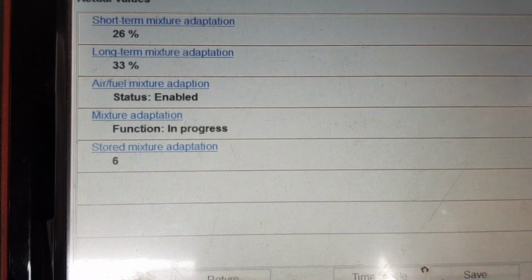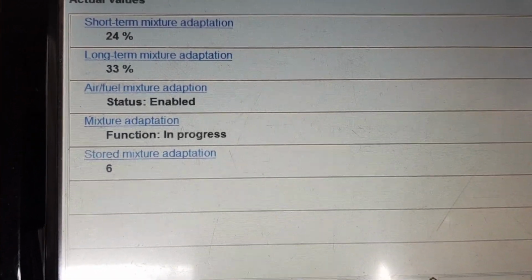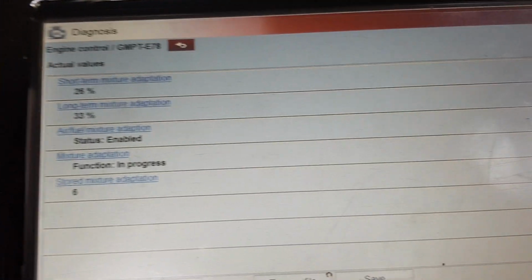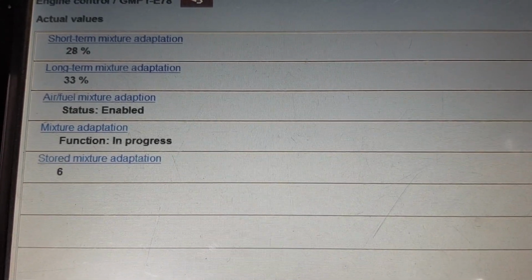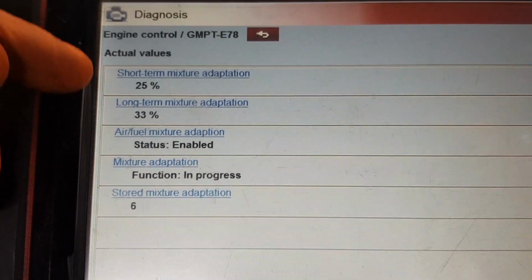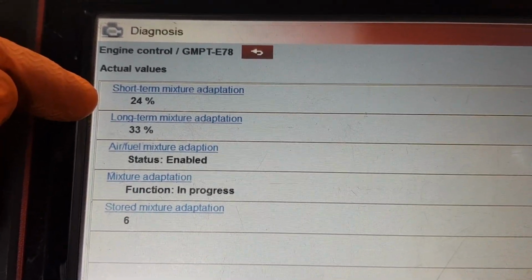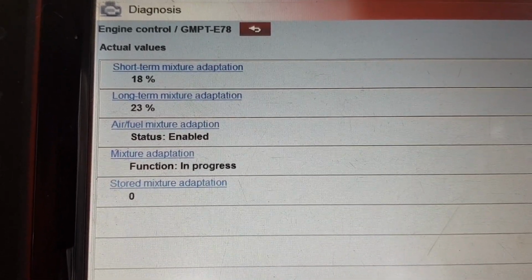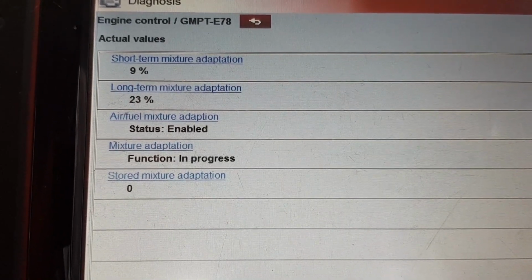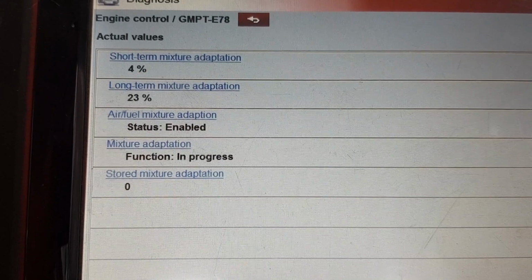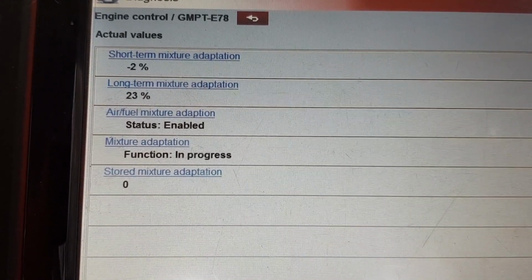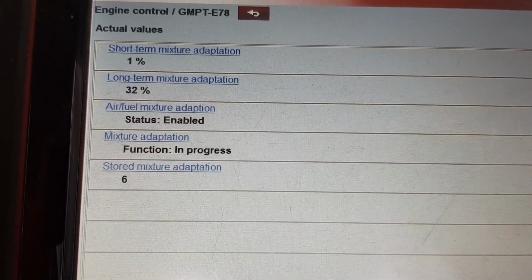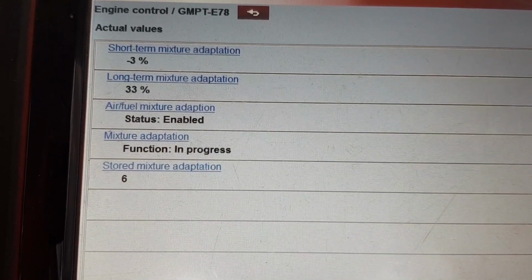So short term is positive 26%, which is quite a lot. Long term is 33%. Enabled mixture adaption function in progress. I guess that's just in closed loop. Stored mixture adaption 6, no idea. All I know is they definitely look like they're too high. When we rev it, does it come down? It does get a bit better when we rev it. The long term does stay up there, that's the remembered memory. And it does actually start pulling it negative a bit there. And are we going to go straight back up or not?